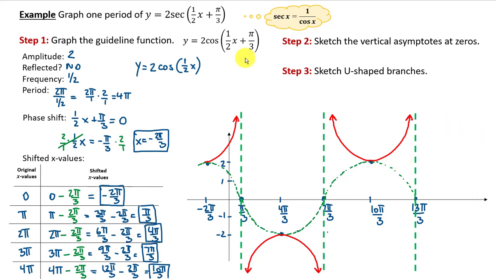So these are the steps. As you can see, step 1 is the most time-consuming, but you really want to pay a lot of attention to that step, not to make any mistakes. And then step 2, sketching the asymptotes, and step 3, sketching U-shaped branches, are the 2 easy steps. Don't forget that vertical asymptotes are always placed at zeros, or the x-intercepts of the guideline graph. And then U-shaped branches always touch the minimum and maximum points of the guideline graph.